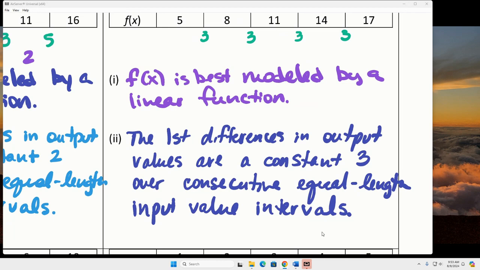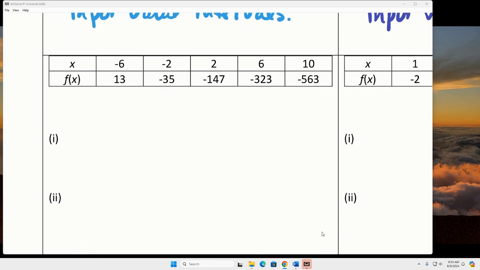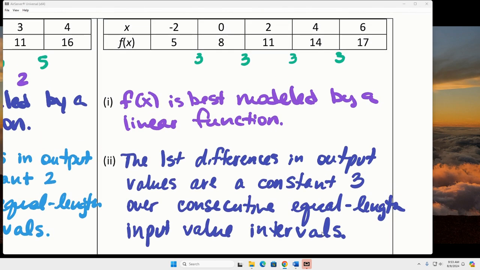All right, so I want you guys to try the next one on your own. You might want to pull out a calculator for this one. It's up to you. If you like to subtract it in your head, it's fine, but they get kind of large negative numbers.